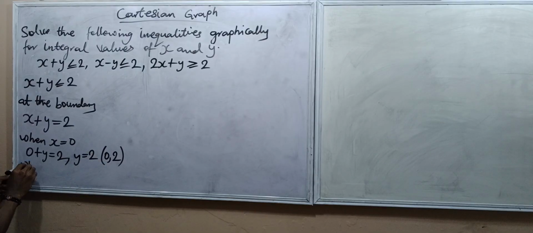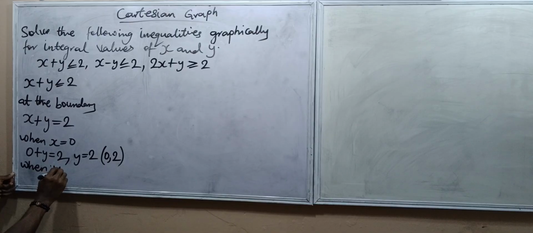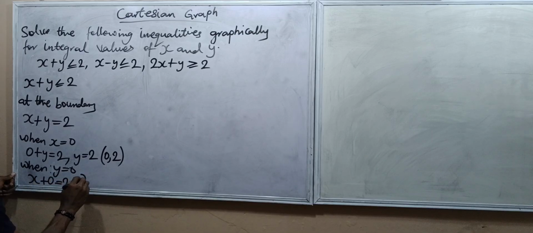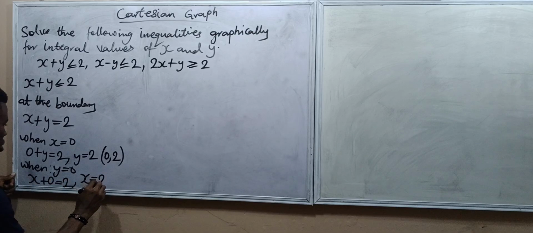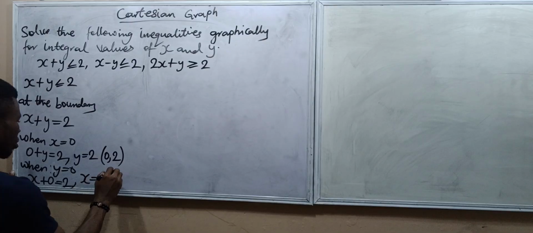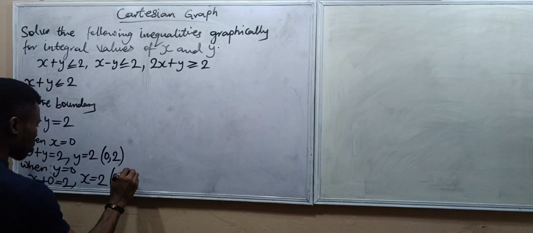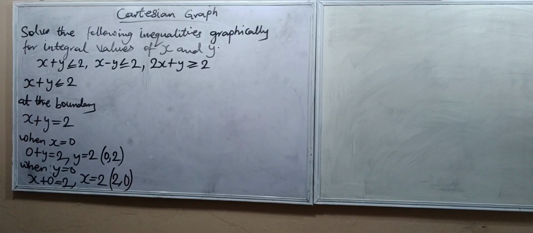And when y is equal to 0, we have x plus 0 is equal to 2. This implies that x is equal to 2. Therefore, we have 2, 0. This is for the first one.